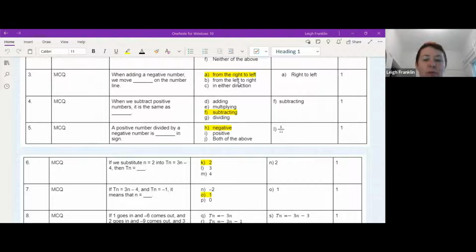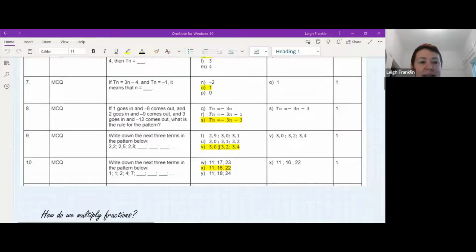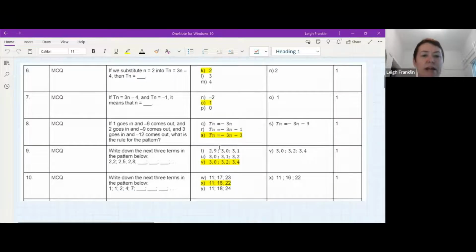All right, then we moved on to number patterns, and we said that if we substitute n equals 2 into Tn equals 3n minus 4, we would replace n with 2. So 3 times 2 is 6 minus 4 means Tn would be equal to 2. So hopefully you got that.